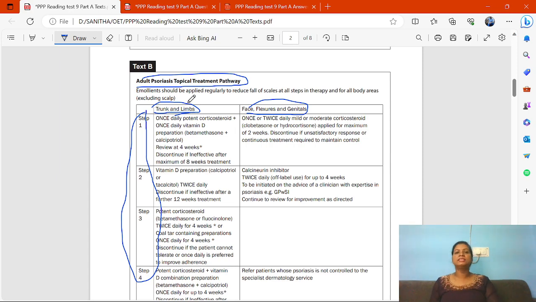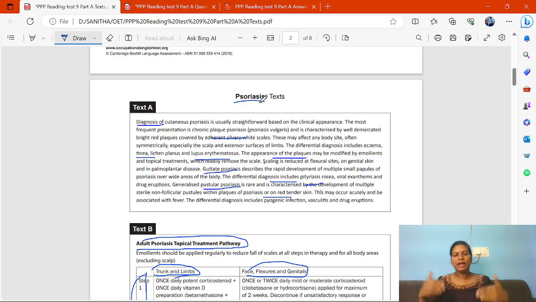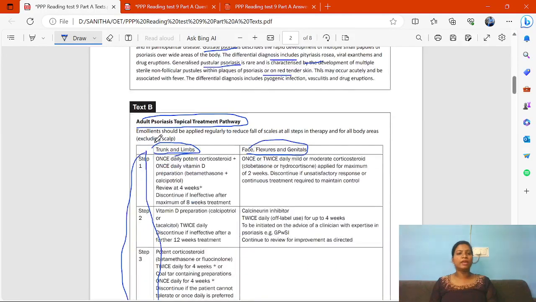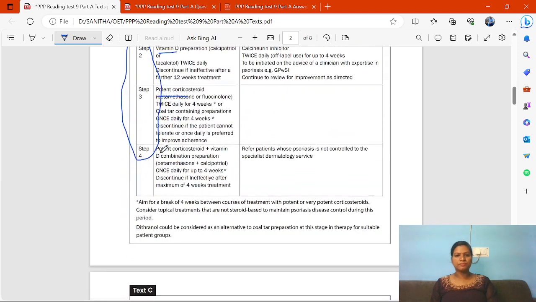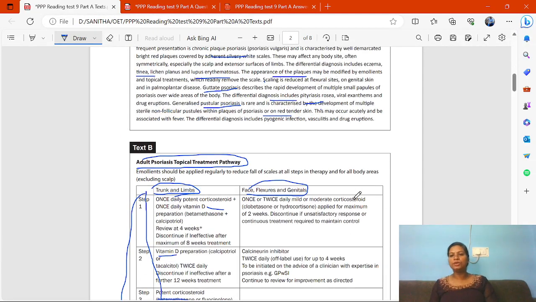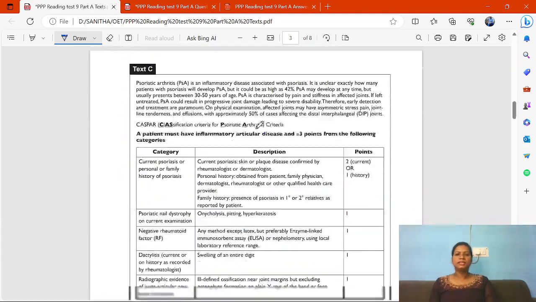Text A is about psoriasis diagnosis and symptoms. Text B is about adult psoriasis topical treatment. Here the treatment is corticosteroids, vitamin D, potent corticosteroids, and vitamin D complex. These are the points they are discussing, so keep it in your mind. Otherwise, write somewhere: part B, psoriasis treatment pathway, corticosteroids. Some medications are also discussed in part B. Only that much, don't write too much, only one or two words, just for understanding.